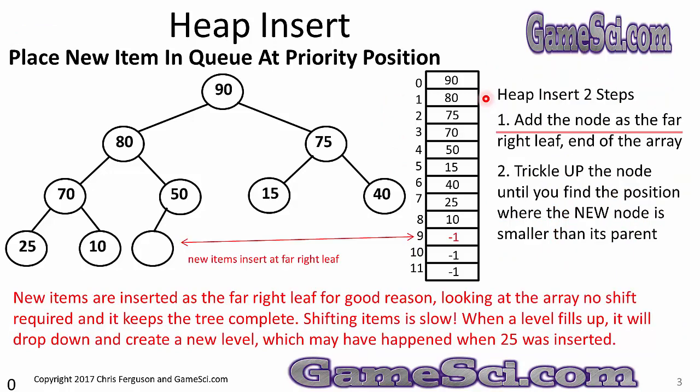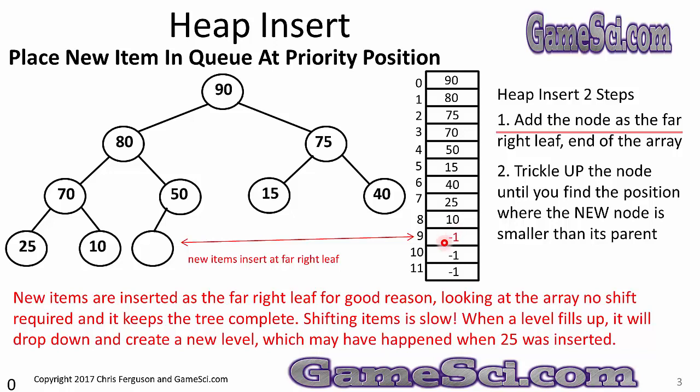Heap insert requires just 2 steps. Number 1, we're going to add a node as the far right leaf at the end of the array. That's curious. New items insert as a far right leaf at the bottom level of the tree. New items are inserted as a far right leaf for a good reason. Looking at the array, no shift is required, and it keeps the tree complete.